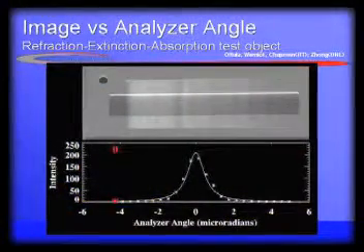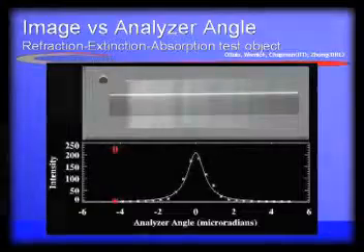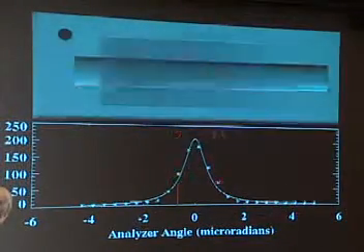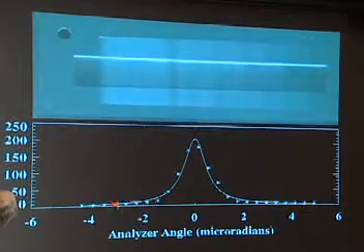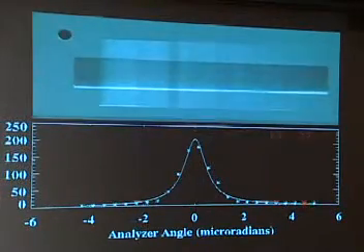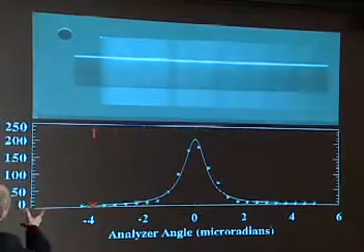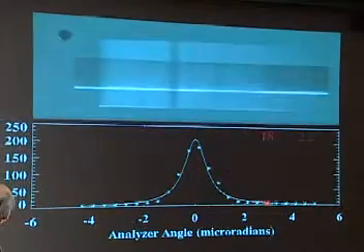What this is showing at the bottom is where the analyzer is set. So this is where we are in the rocking curve. And we've taken 24 images here. And what you see at the top are the images taken at those points in the rocking curve. And what you see is how DEI visualizes different types of things.